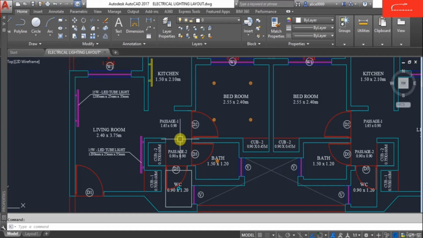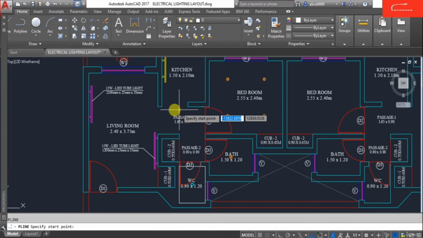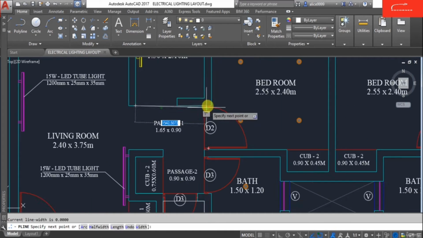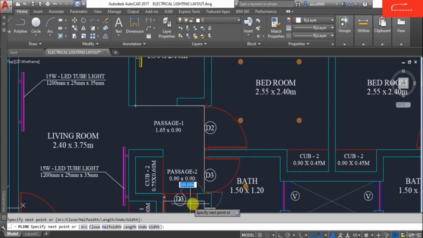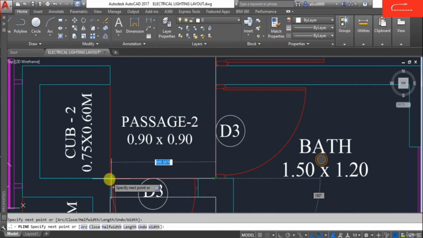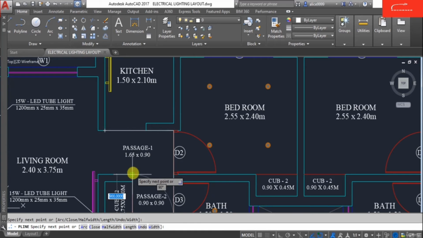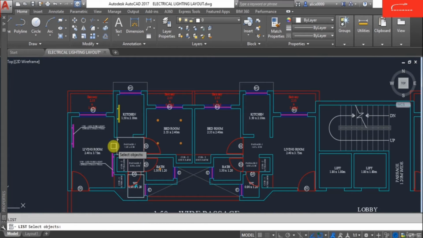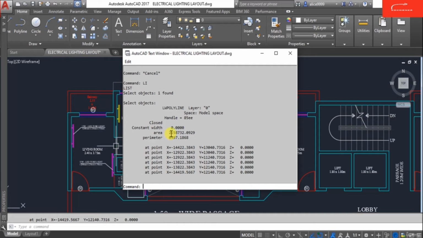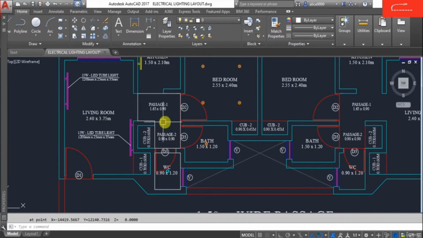So how to calculate the luminance required for this passage area is the same. First of all, measure the area of the passage. This is around 2.15 square meter.